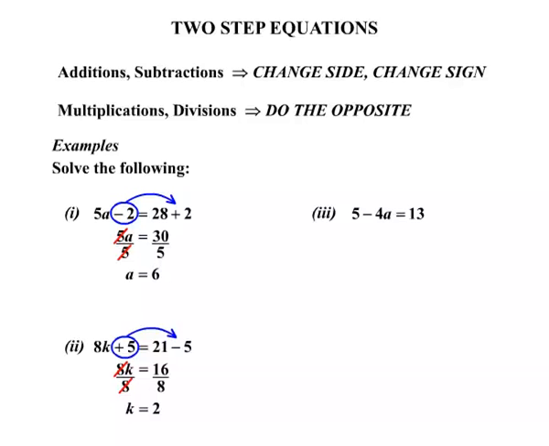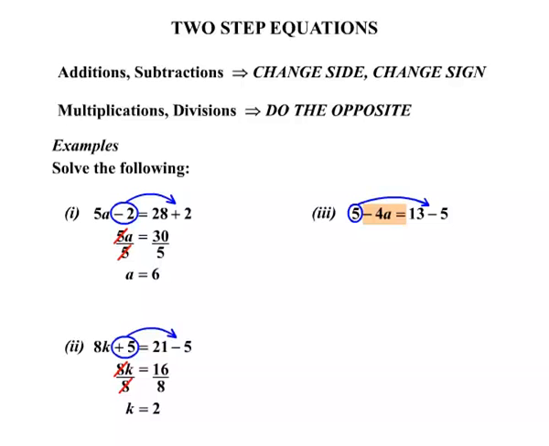Our third example, 5 minus 4a equals 13. Well, there's our 5, there's our 13, our two numbers. Let's get them to the one side. So we're going to take that 5 and bring it over. Now, have a think about it. That 5, is that negative 5 or positive 5 now? Well, there's nothing in front of the 5, so it is positive 5. So when it comes over, we subtract 5. We do the opposite. We change the sign.